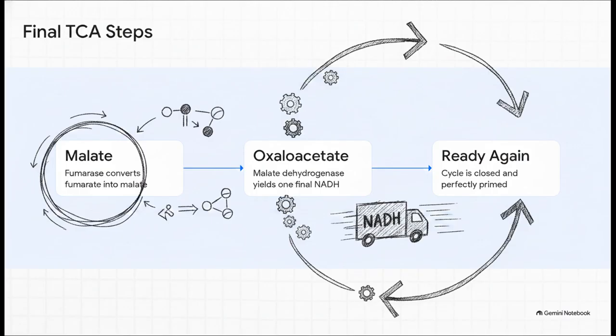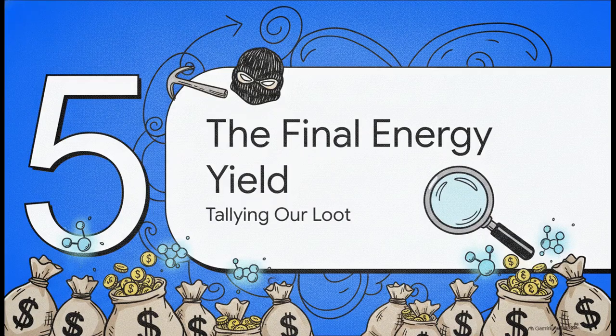Fumarate becomes malate using the enzyme fumarase. Finally, malate dehydrogenase converts malate back into oxaloacetate, and in the process, it loads one final NADH truck. And look exactly where we ended up. Oxaloacetate, the exact same 4-carbon molecule we started with at the very top. The cycle is closed, the starting material is entirely regenerated, and it's perfectly primed and waiting to accept the next incoming acetyl-CoA.